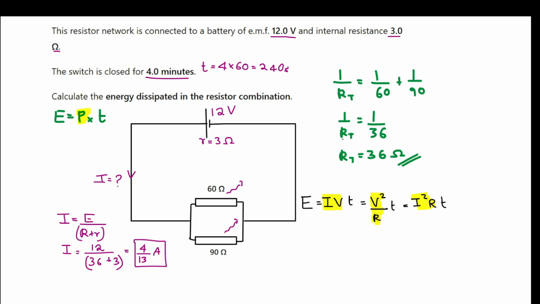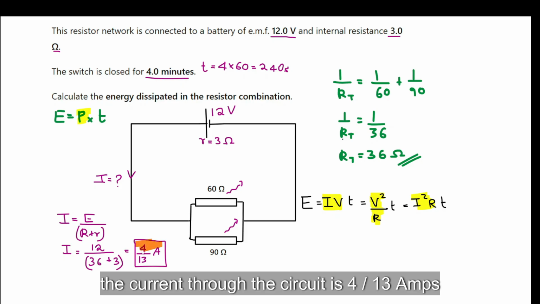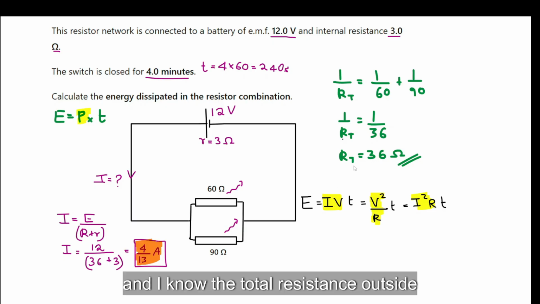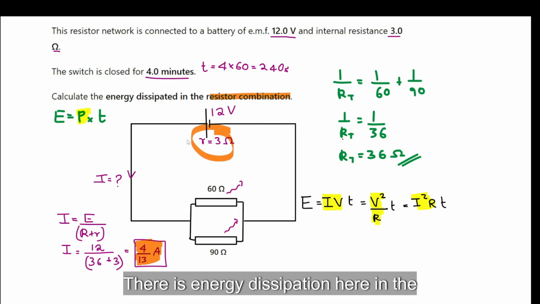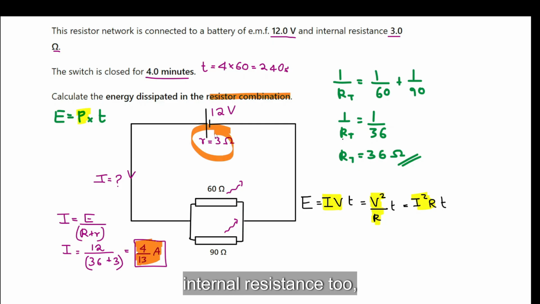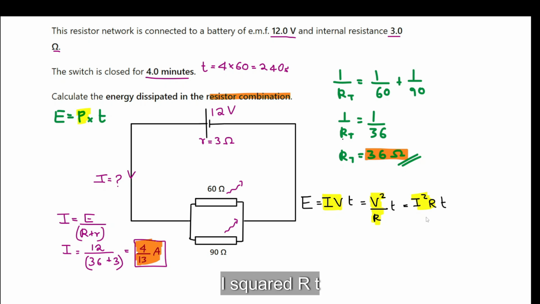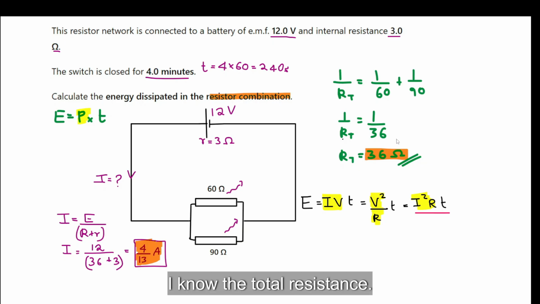Now, how do I find energy? So I know the current through the circuit is 4 over 13 amps, and I know the total resistance outside, because the question is energy dissipated in the resistor combination. There is energy dissipation here in the internal resistance too, but it's not asking that. So I'm just going to use the one with R and I, which is obviously I squared RT, because I know the current, I know the total resistance.